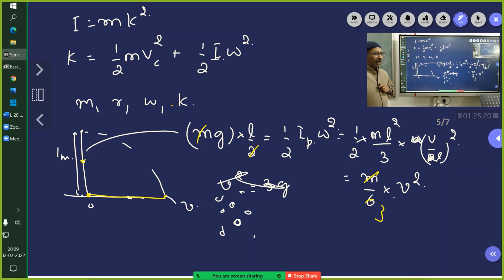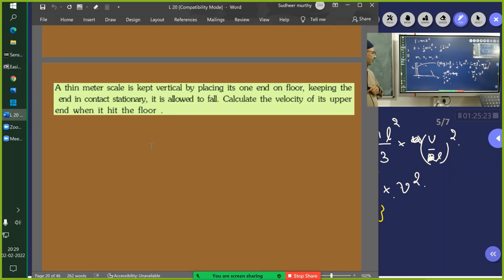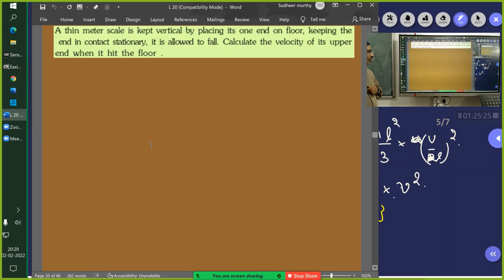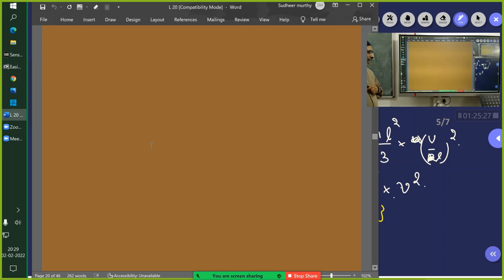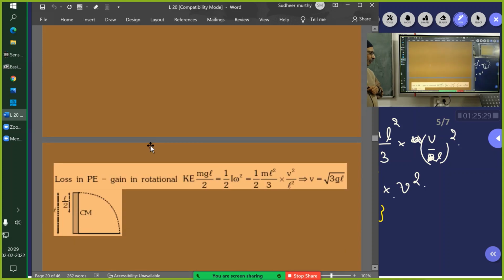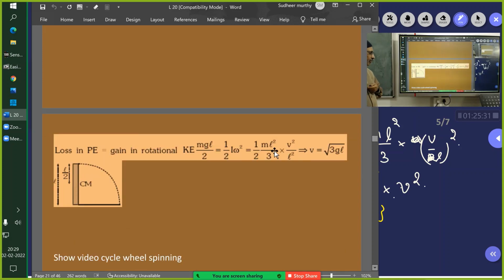Sir, L will be equal to 1 also. L will be equal to 1, yes. That's it. Correct. See, we also got root 3.